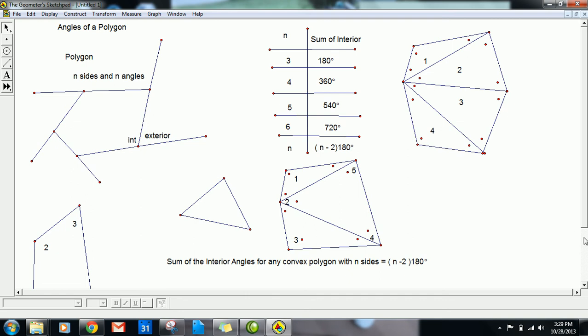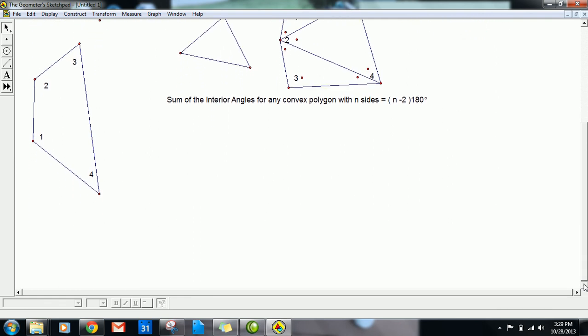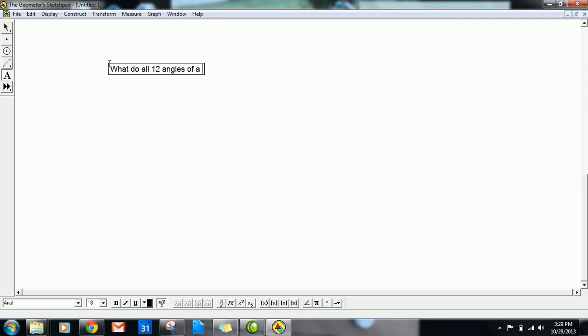So here are a couple problems to think about now. Number 1. Let's get out to the next page. Number 1. What do all 12 angles of a convex dodecagon, a 12-sided polygon, add up to? And of course we're talking about the interior angles.